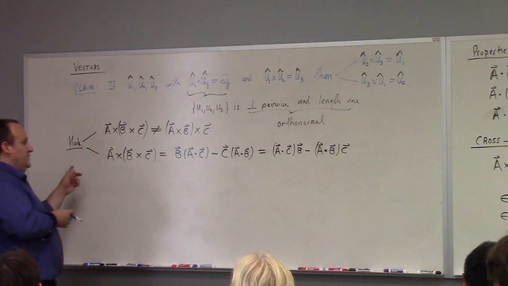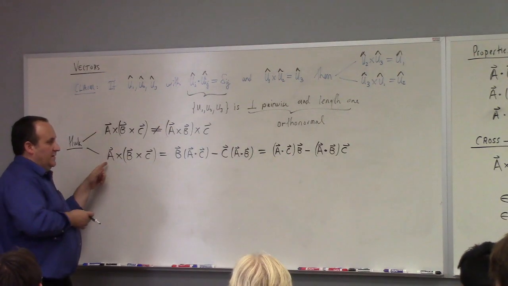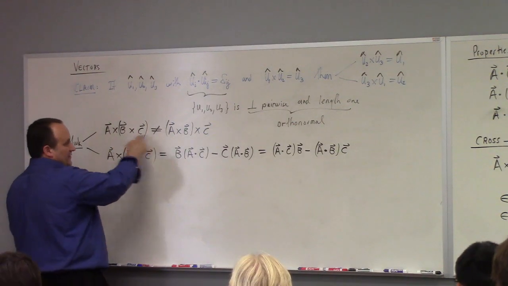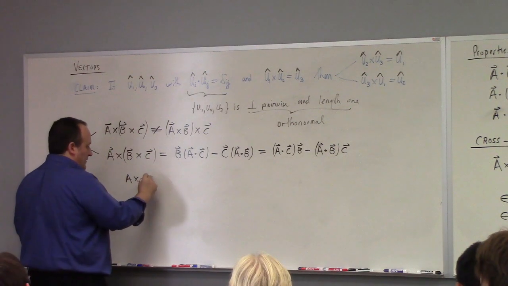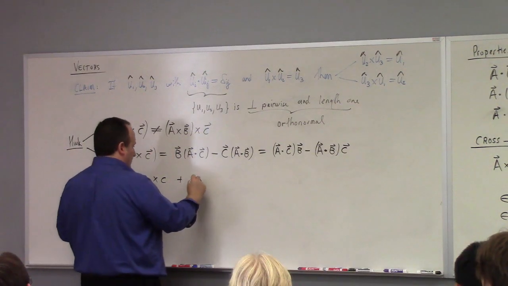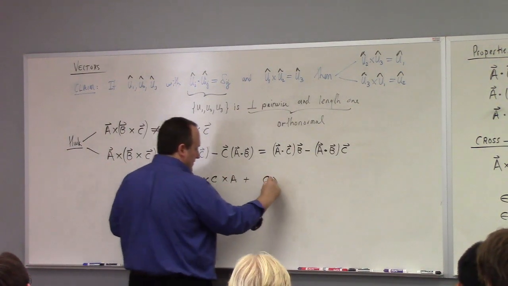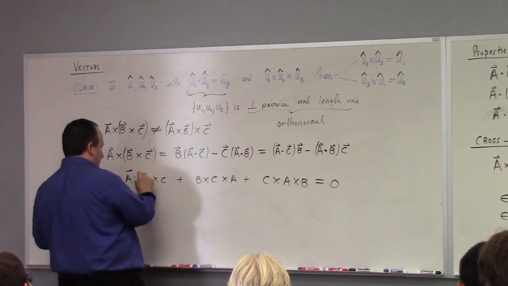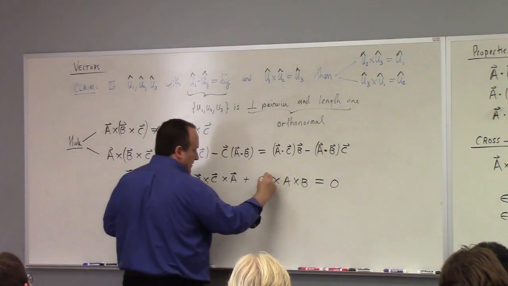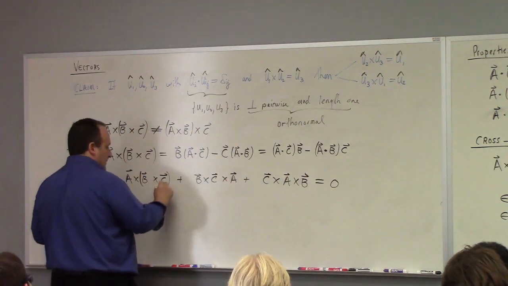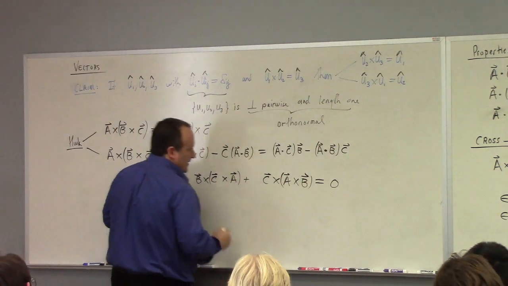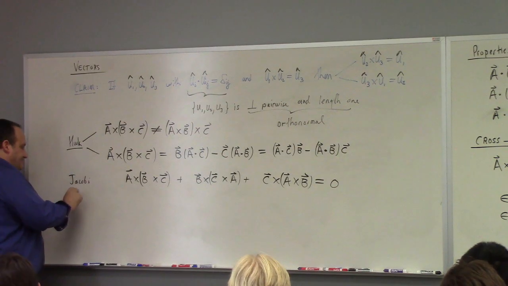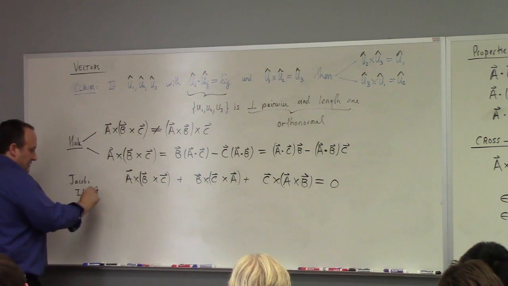But if you use this, you can easily prove that the cross product satisfies something called the Jacobi identity. It is true that A cross (B cross C) plus B cross (C cross A) plus C cross (A cross B) is equal to 0, adorned with the appropriate vectors and parentheses. So this altogether is one of the things you'll show in the homework. This is called the Jacobi identity.